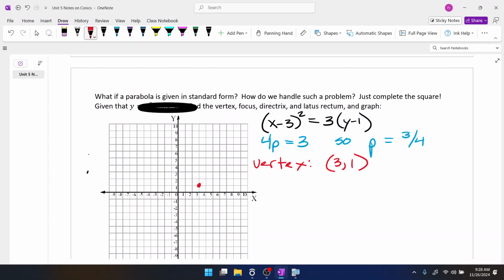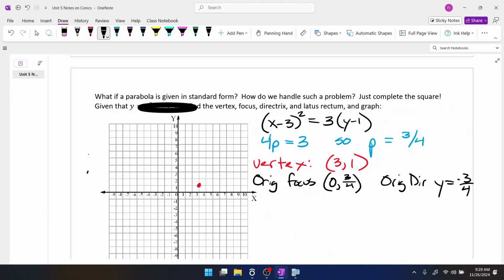Now, I always like to basically think of it as, yeah, you're moving it to the right by 3 and up by 1. This is kind of like my approach here. The original focus was at 0, 3/4, and the original directrix was y equals -3/4.